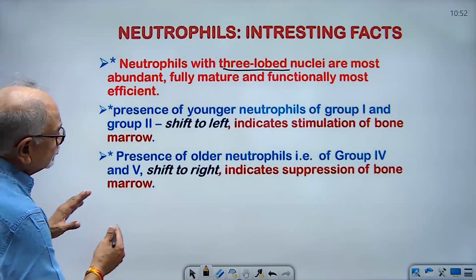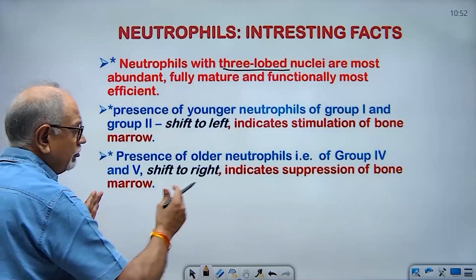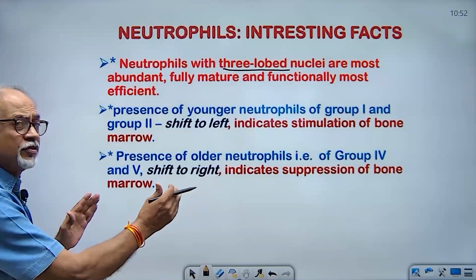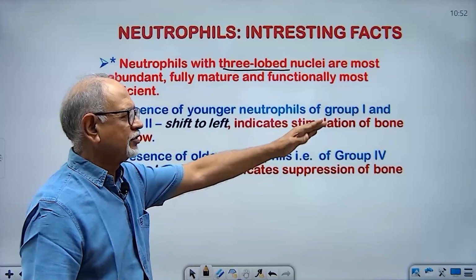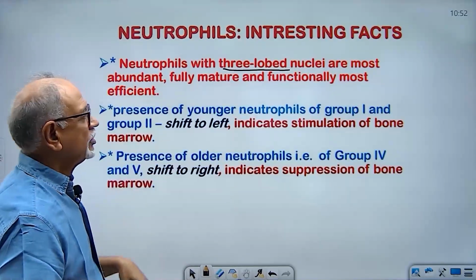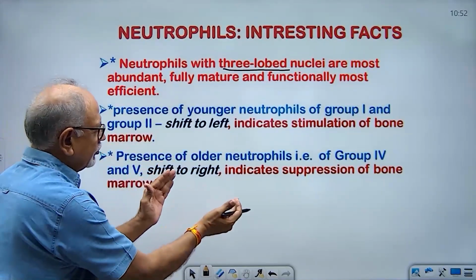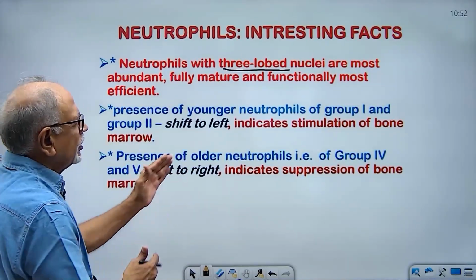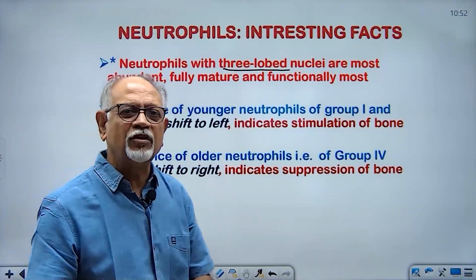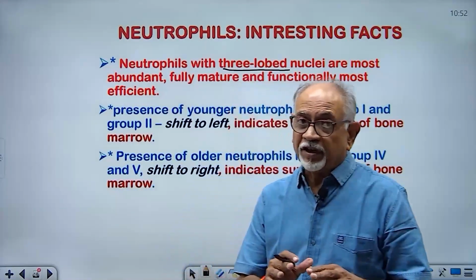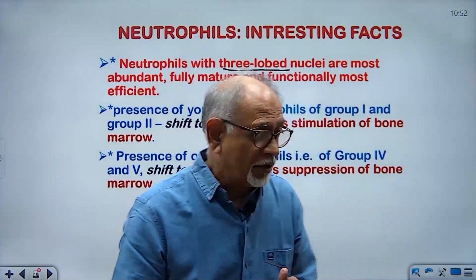Now, as we have seen in the picture, from left to right, the number of lobes increases. So, presence of younger neutrophils, that is with less number of lobes in the nucleus, that is shift to left, that means towards less number of lobes, indicates stimulation in bone marrow. That means the bone marrow is producing fresh neutrophils in more number.